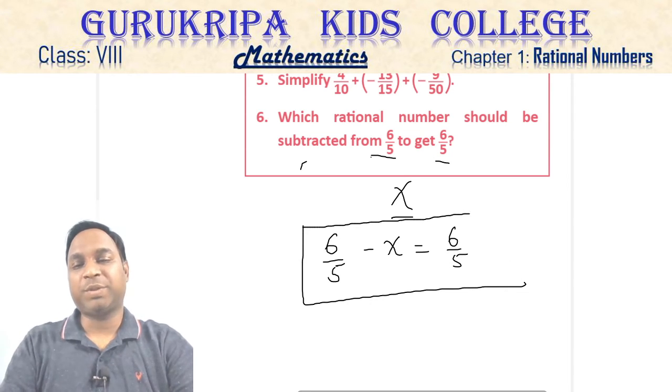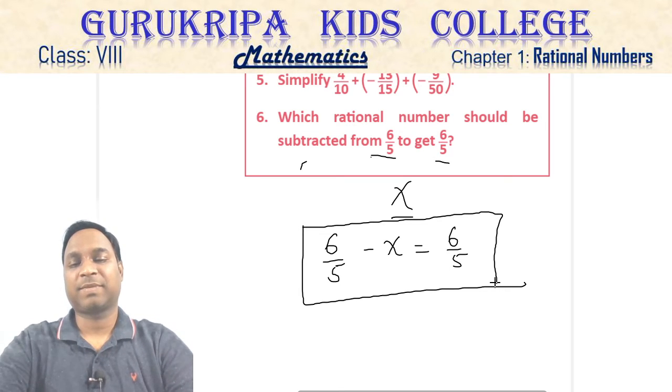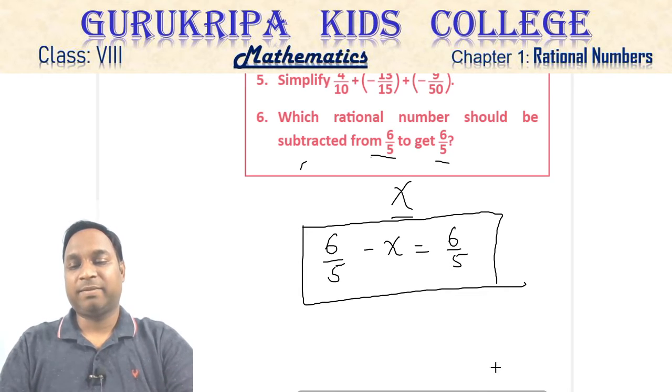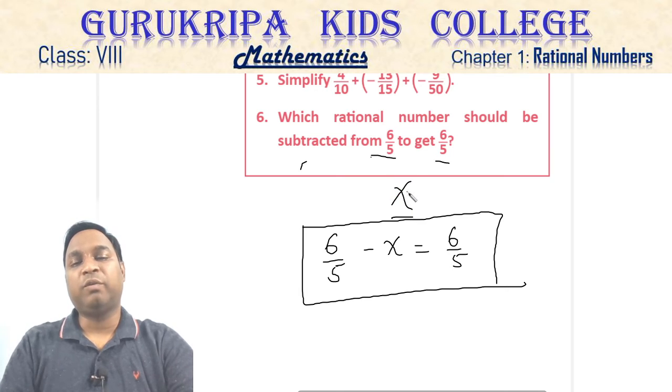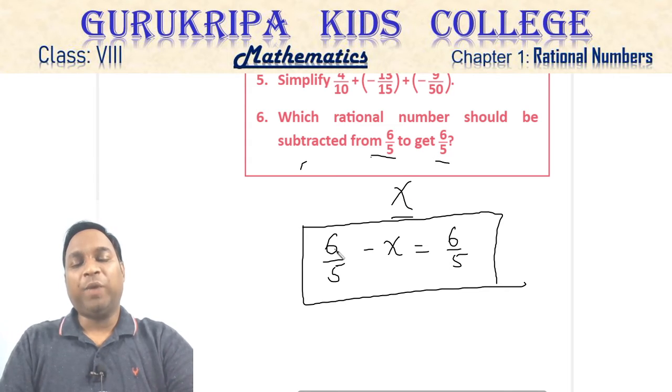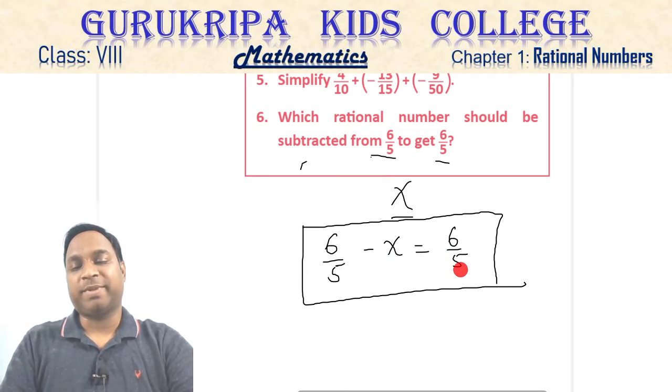You have to read the question and understand what has to be done. Which rational number should be subtracted from 6 by 5 to get 6 by 5? So there is a rational number x. There is some rational number x which we do not know. We have to find this rational number. To find this rational number, what can we do? We have to subtract this x from 6 by 5. That's 6 by 5 minus x, and it will give you 6 by 5.